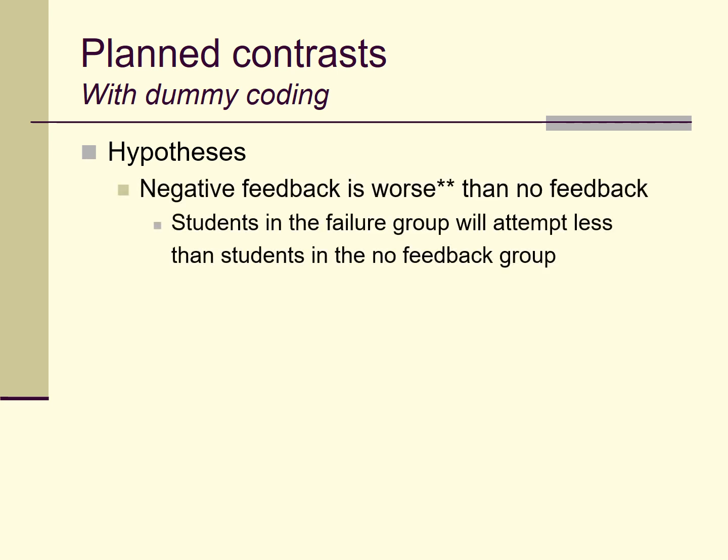Well, it'd be pretty easy to imagine what these would look like. You might say, well, negative feedback is worse than no feedback. So being punished by being told that you're a failure makes you feel worse than being told nothing at all. No feedback is a reasonable comparison group or baseline group for our first contrast or comparison.